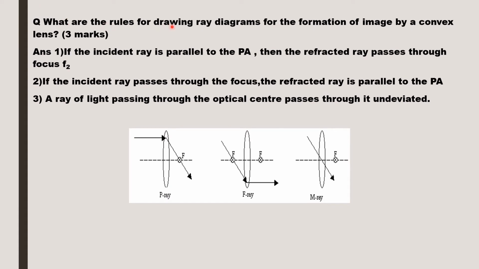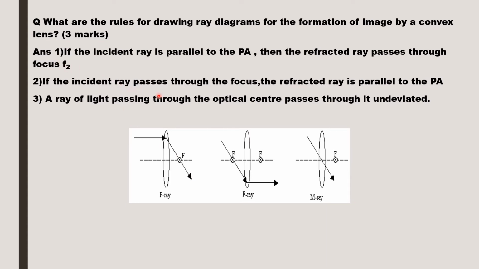What are the rules for drawing ray diagrams for the formation of image by a convex lens? This is a very important question for 3 marks. Now whenever you write down every rule, see to it that you are drawing the diagram. For example, if the rule is, if the incident ray is parallel to the principal axis, then the refracted ray passes through the focus f2 of the lens.